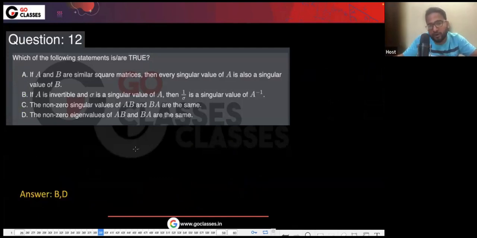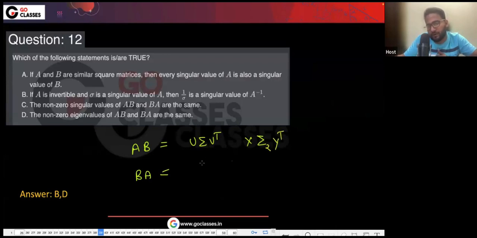Okay. For the singular value, you can check basically AB and BA. You can multiply AB and BA. And obviously, let's suppose this is U sigma V transpose. This is, let's suppose, X sigma 2 Y transpose, something like this, right? Even if you multiply something like that, it need not be the case that the matrix you are getting here, you will be getting the same kind of matrix here also, right?